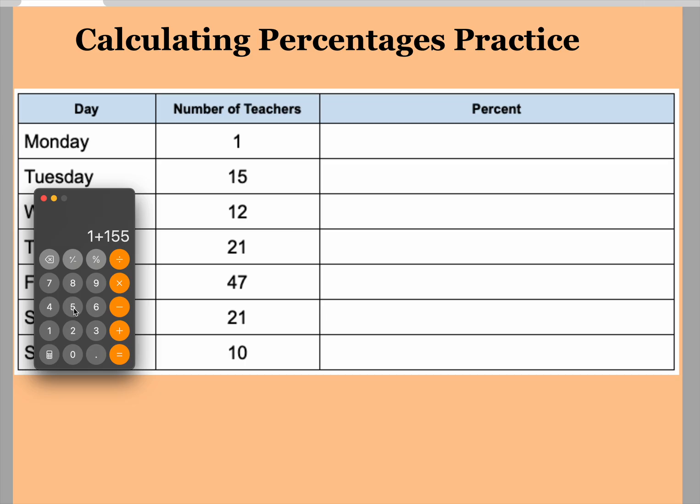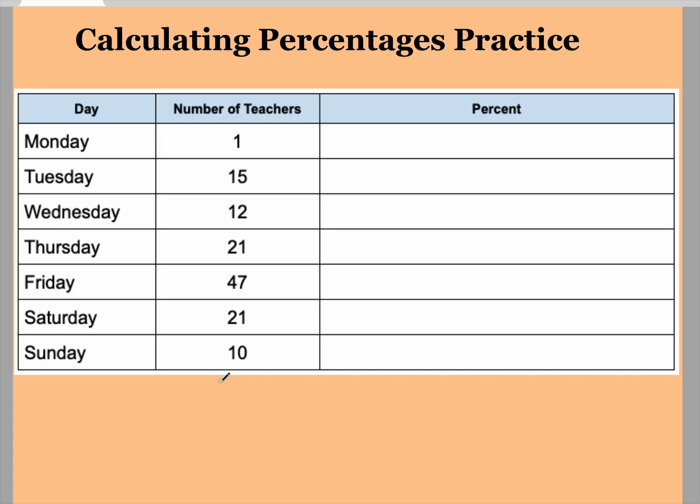1 plus 15 plus 12 and so on. 12, 21. I want to be really careful when I add these to make sure that I'm adding everything properly. So I get 127 is my total. So I'm going to write that down here just so I keep that in mind because I will be needing that.